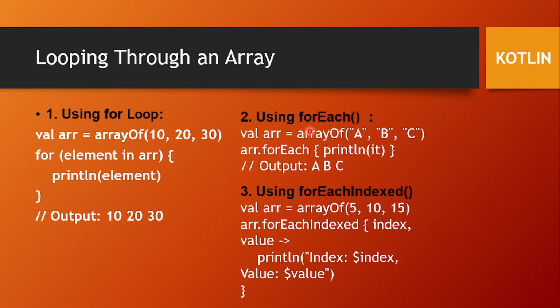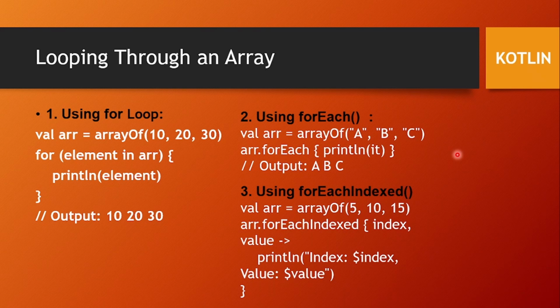As I said earlier, by using the forEach loop you can traverse or access the elements from your collection. In here an array is a collection that I can access all elements of. By calling the forEach loop function and printing all of them by using the it keyword, it will print all of these values from our array, and you can see the output A, B, C.